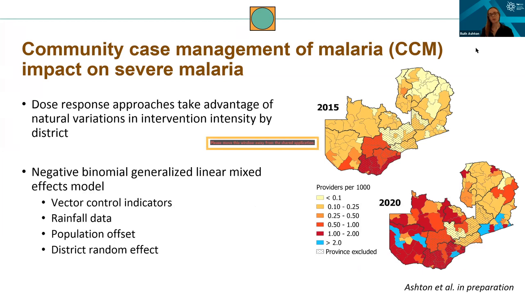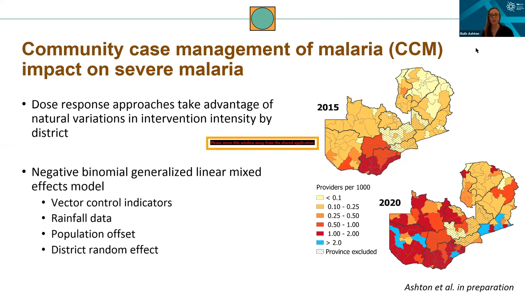So the approach that we took for the analysis was to use a dose response. So this methodology, essentially, just takes advantage of the natural variations in your intervention or your exposure intensity by district and also over time. So the figure on the right shows by district in Zambia, the number of malaria service providers per 1,000 per district in 2015, and then in 2020. So you can see there's quite a stark difference as a result of this expansion of community case management.